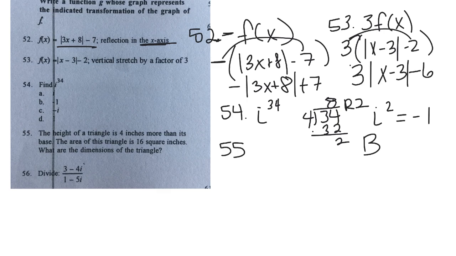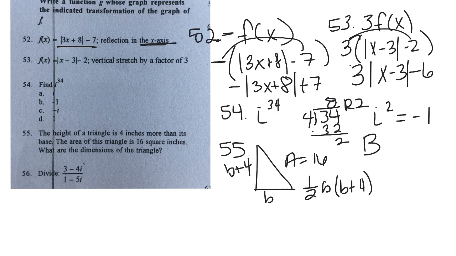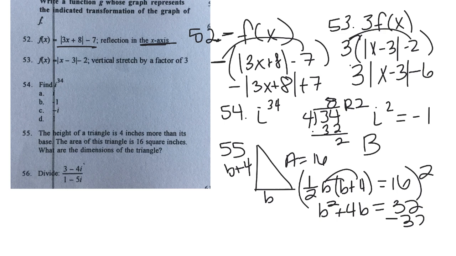And 55, the height of a triangle is 4 inches more than its base. So let's draw a triangle. If the base is b, then the height is the base plus 4, and the area equals 16. So 1/2 times the base times the height, b plus 4, has to equal 16. I can multiply the whole thing by 2 to get rid of that fraction, and I'm going to distribute that at the same time. So b squared plus 4b equals 32. Subtract 32, and b squared plus 4b minus 32 equals 0.